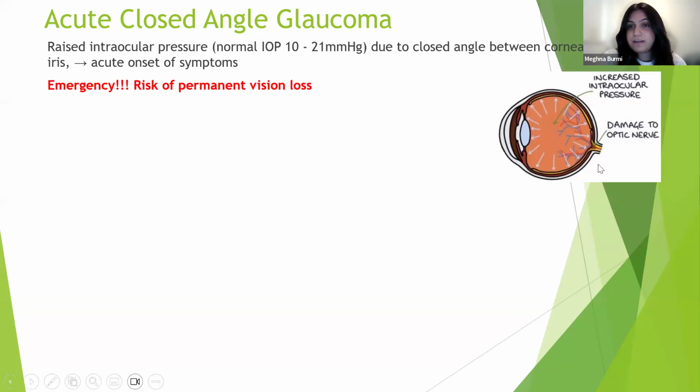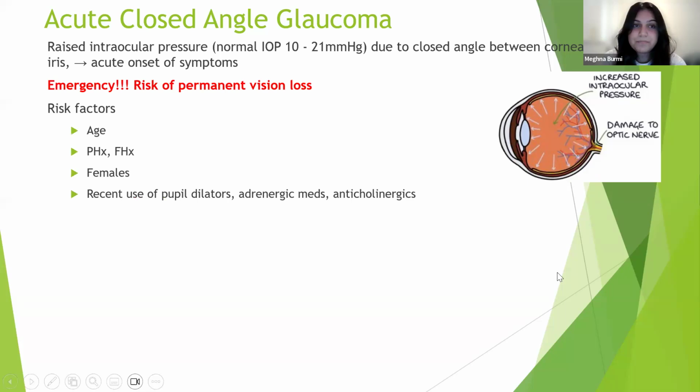So if we think about pressure increasing, building and building and building, we're putting pressure on the optic nerve, and once that damage is done, it's really hard to undo that damage. Okay, risk factors for acute glaucoma: age, past history of acute glaucoma or family history. Females are like 4 times more at risk than males. And recent use of pupil dilators.